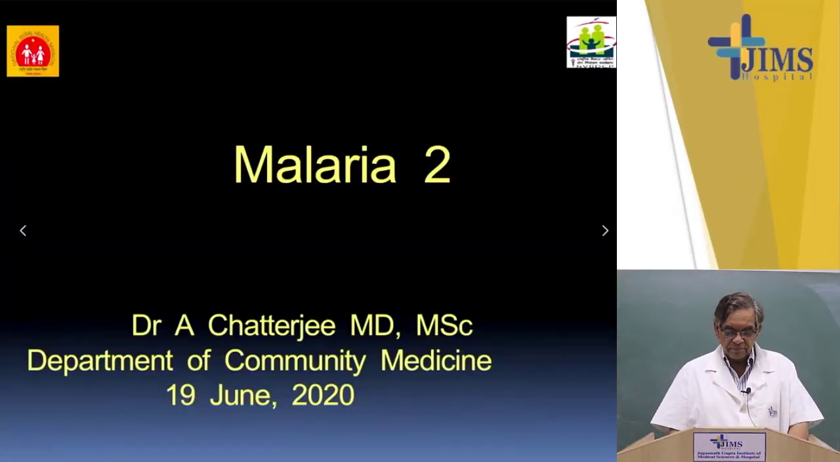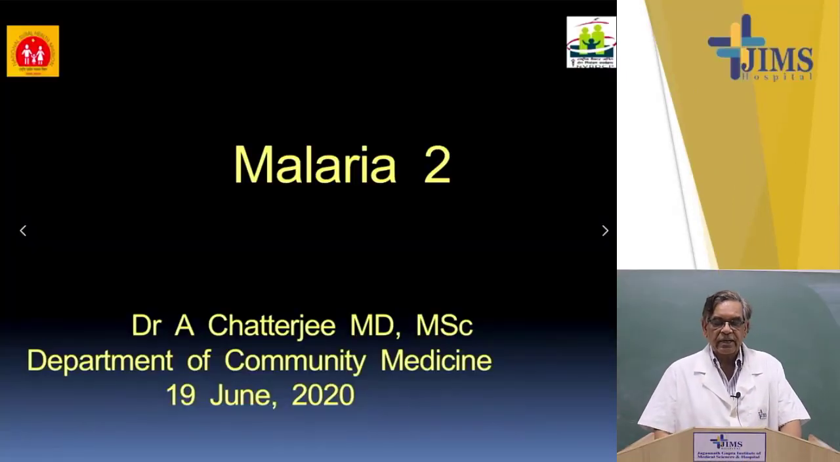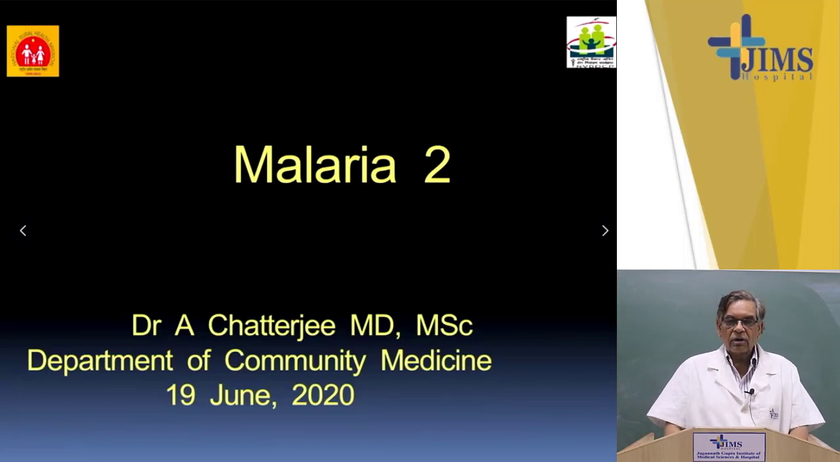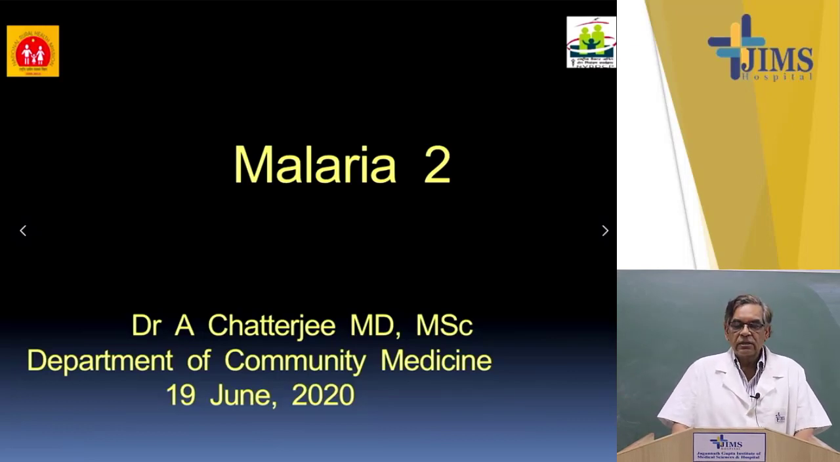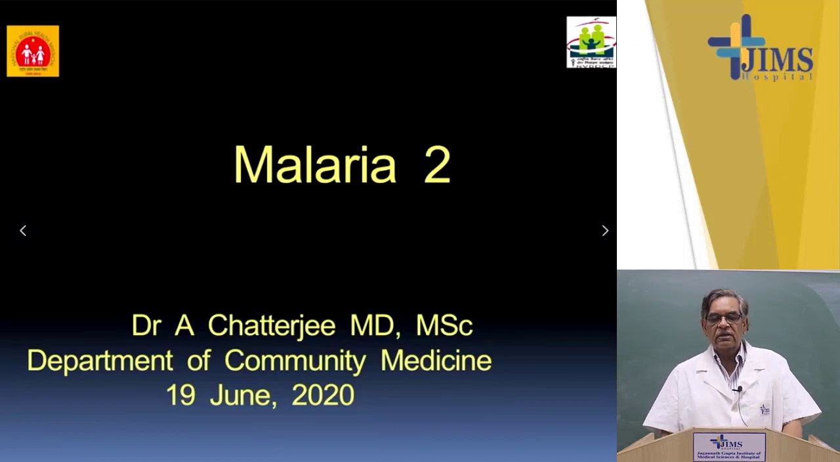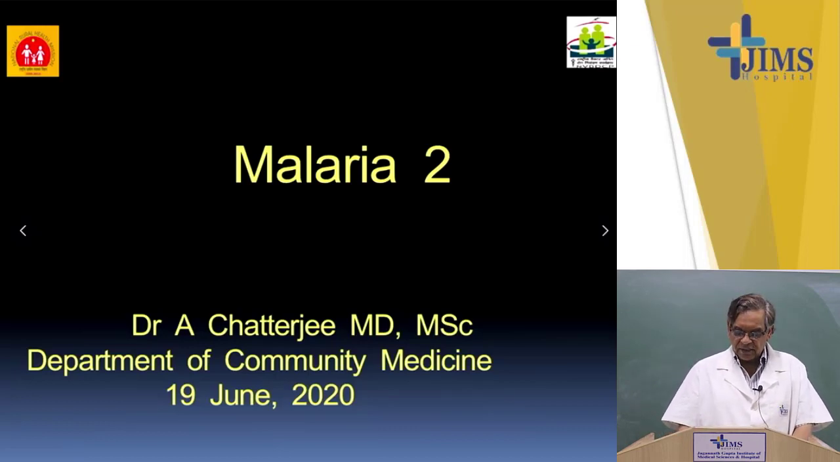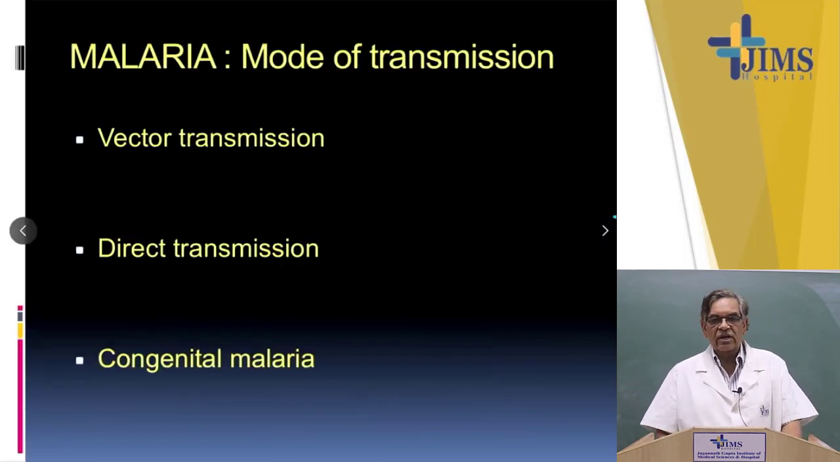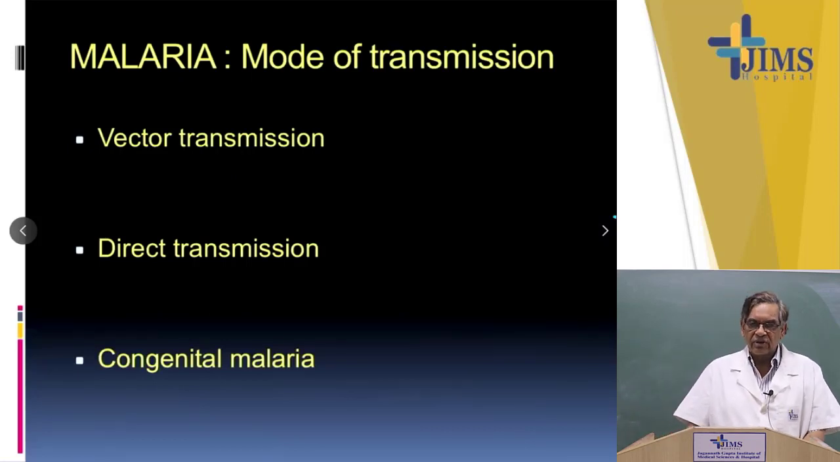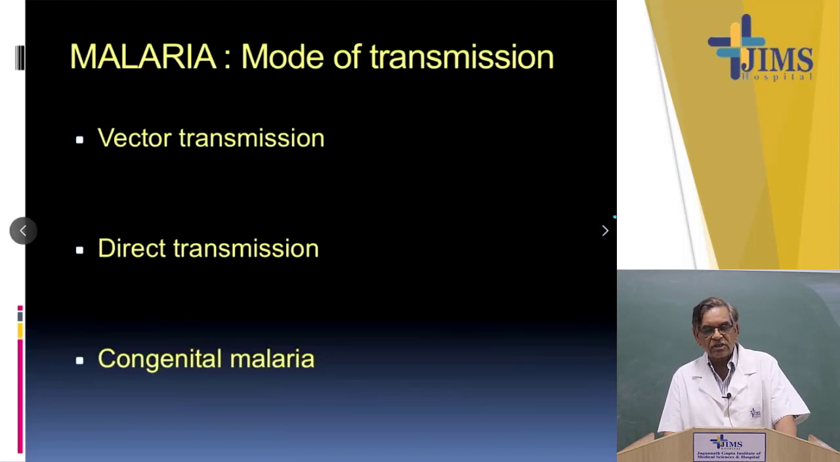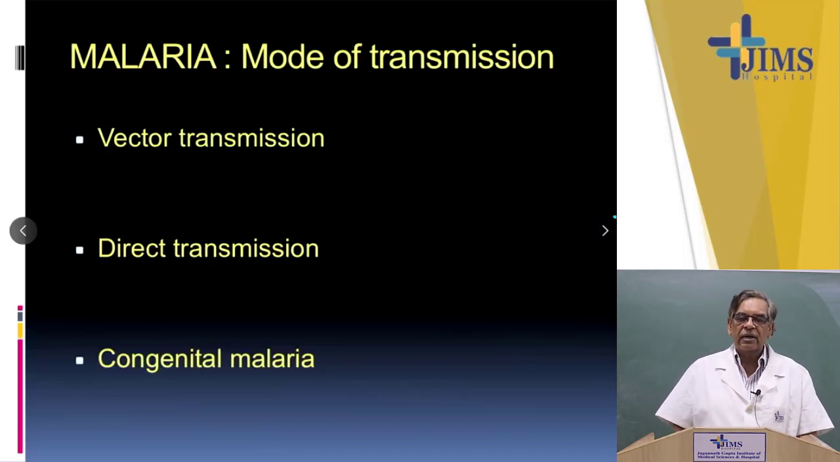A very good morning. This is the second lecture on malaria. Earlier we had spoken about malaria epidemiology, the different types, agent factors, host factors, environmental factors. We discussed the vector. Today we shall discuss the mode of transmission of malaria. Basically, malaria transmission is by three ways. One is by vector transmission, one is by direct transmission, and one is called congenital malaria.